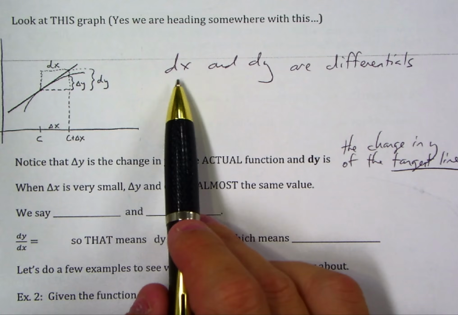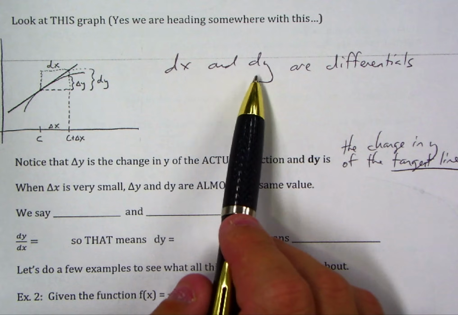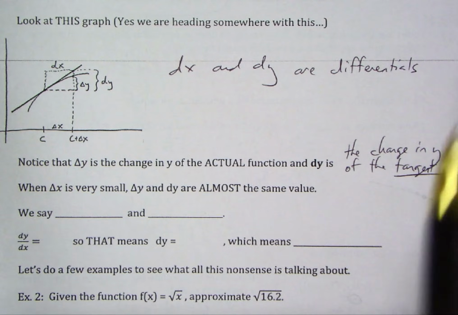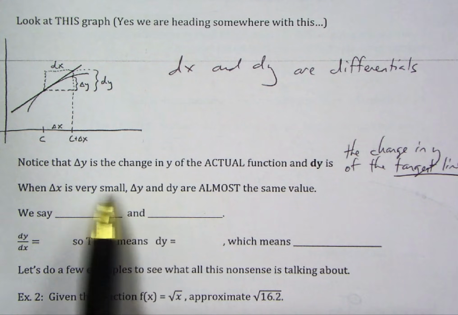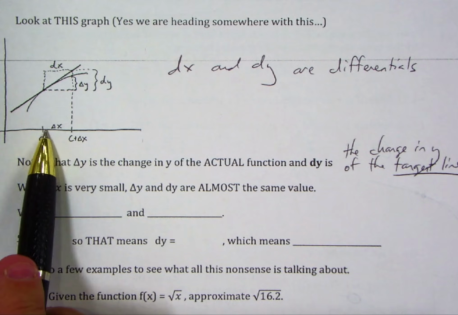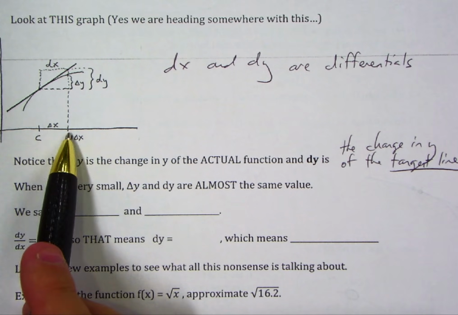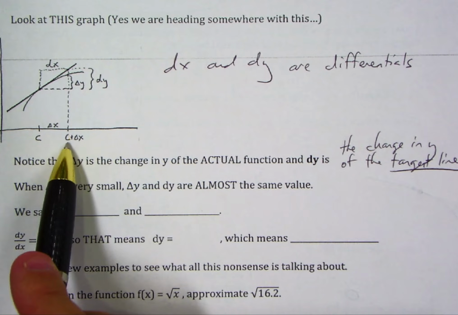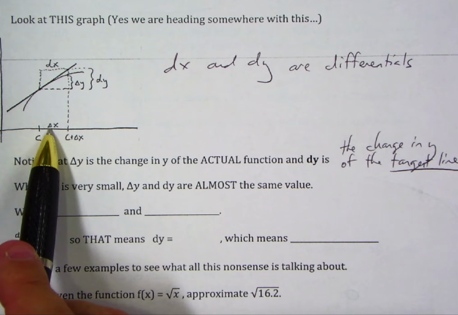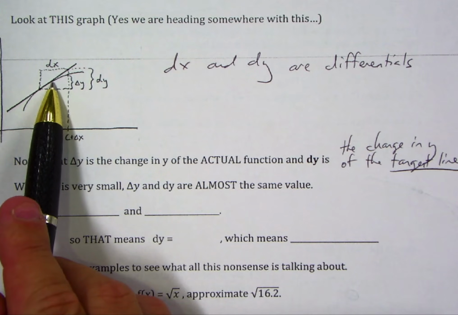So dx and dy are how much the x values and y values change on the actual tangent line, not the actual function. So notice here, when delta x is very small, I have some change in x right here. And when delta x is very, very small, imagine I take this c plus delta x and move it really, really close to c. Like let's just pretend right here. Notice that right here, delta y and dy are pretty much the same value.